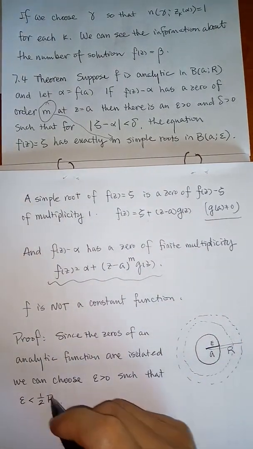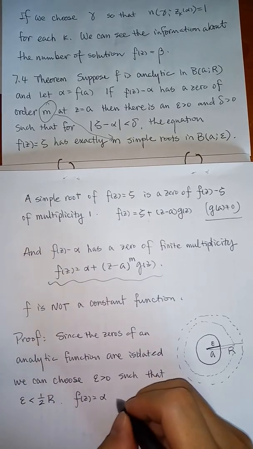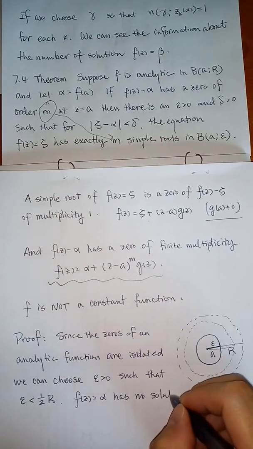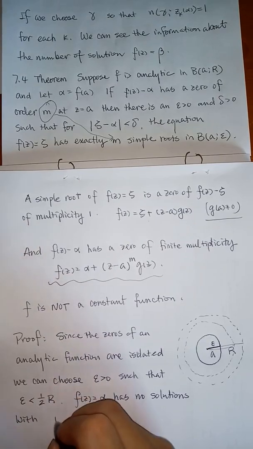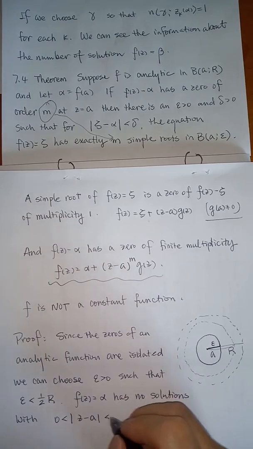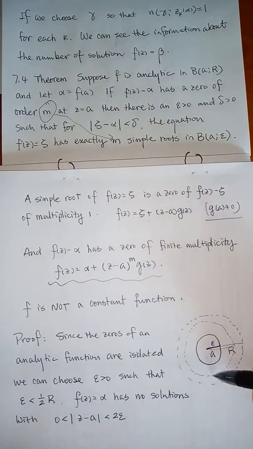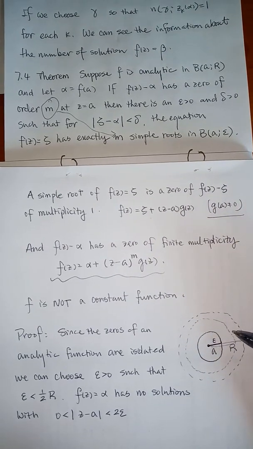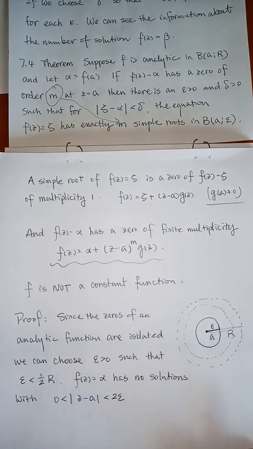The condition is that f of z equal to alpha has no solutions with z minus a less than twice epsilon and greater than 0. So inside this smaller open disk, a is the unique zero, the unique solution. This is an isolation. So that's one condition.